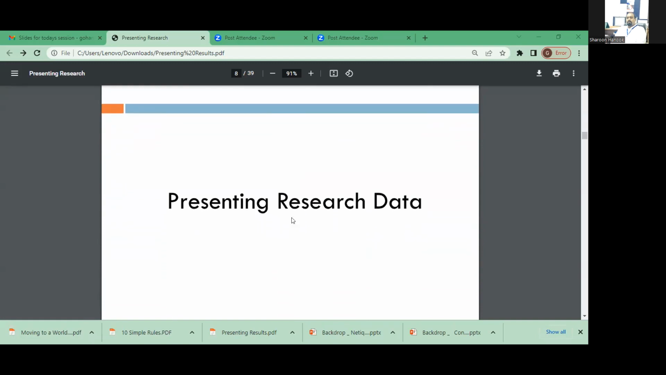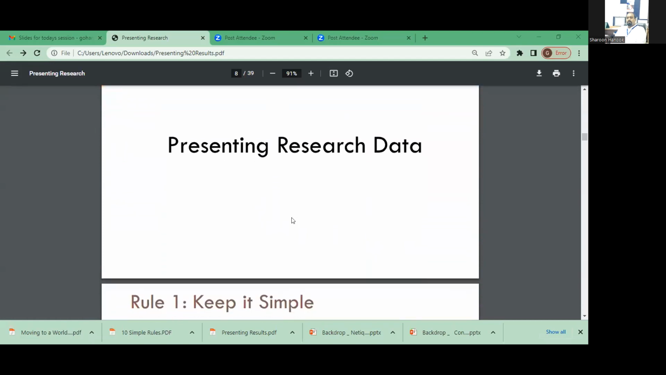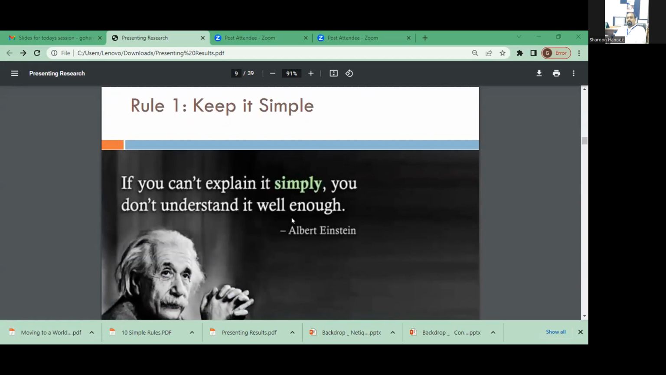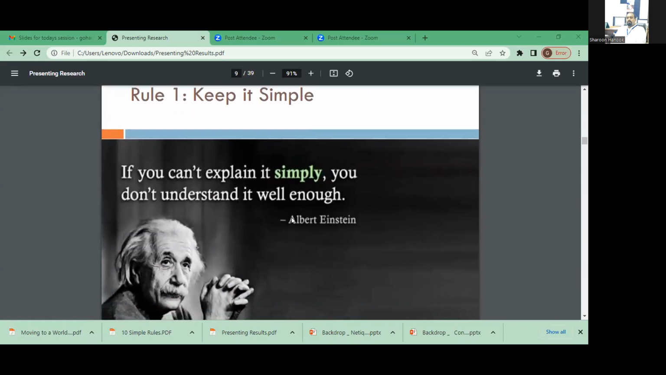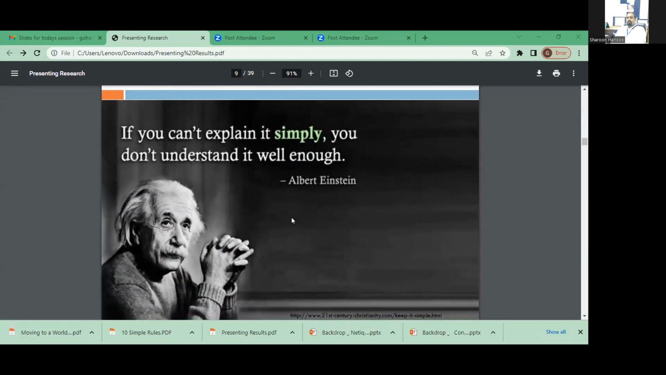So here are some tips that I want to give while you present your research data. The first rule is: keep it simple. Because if you can't explain it simply, you cannot understand it enough. So this is one of the challenges.